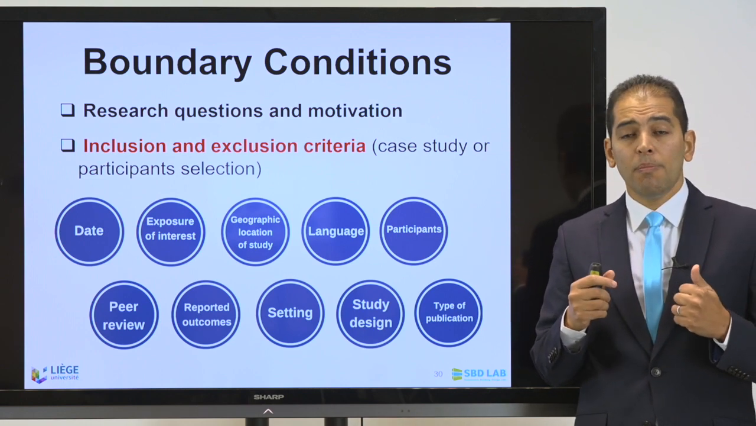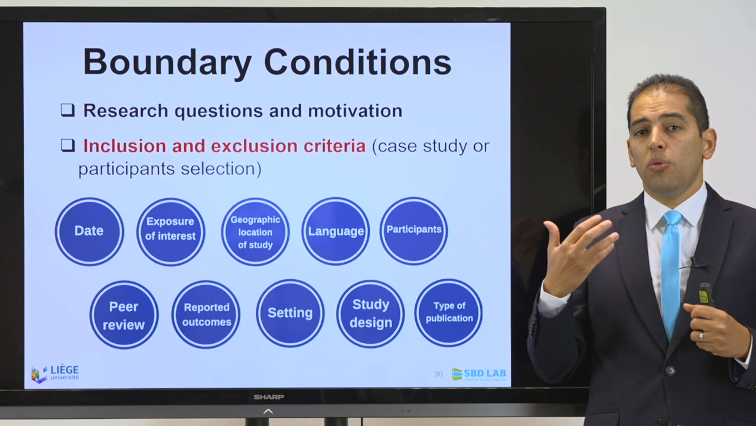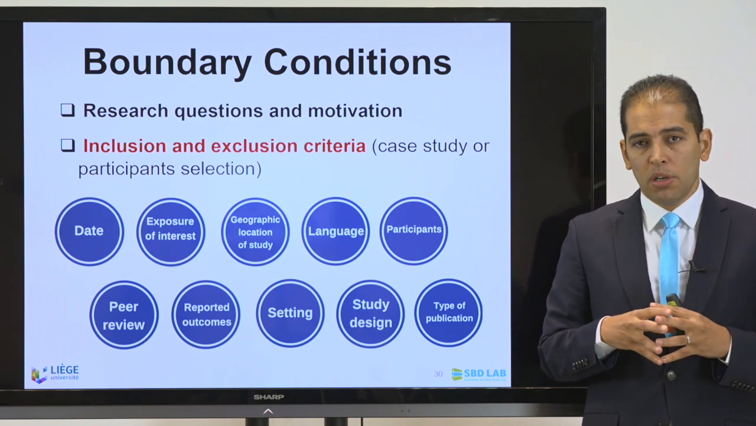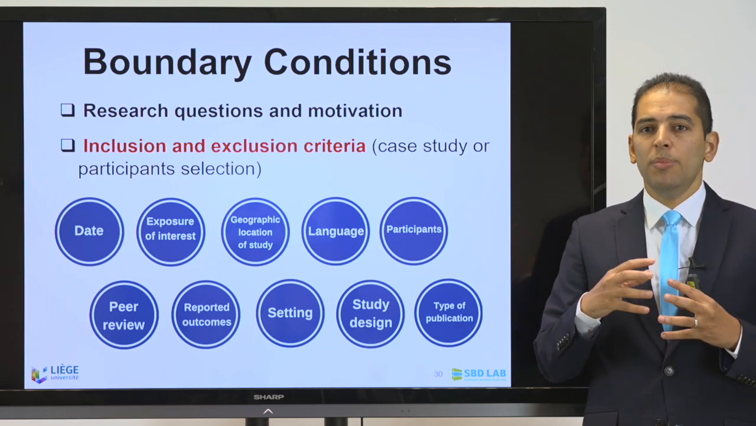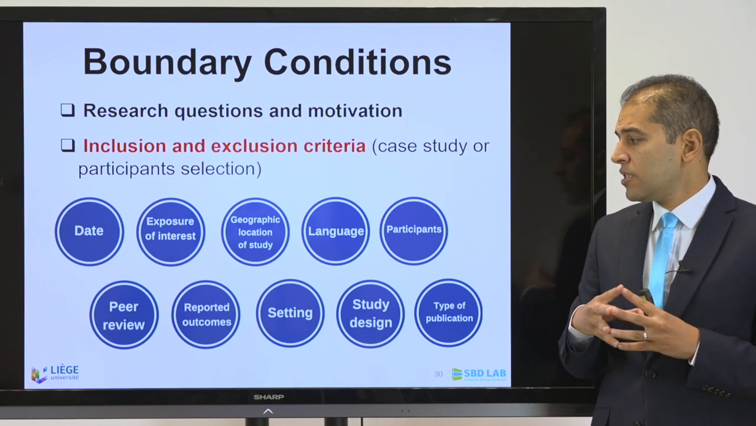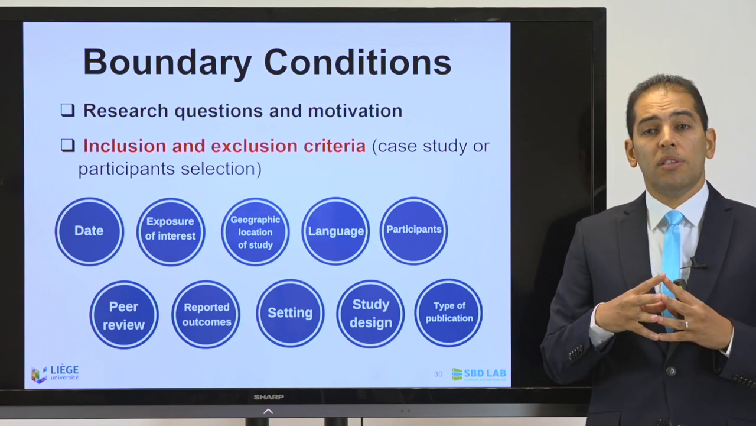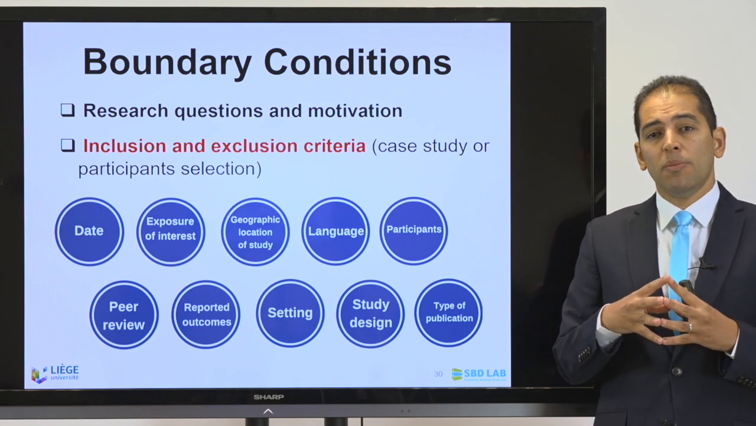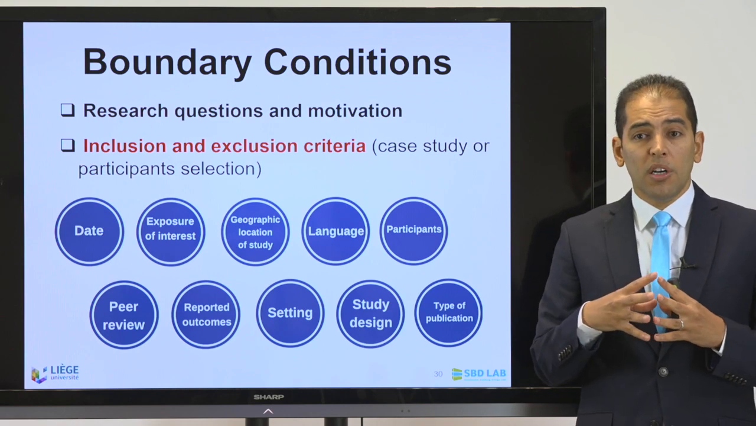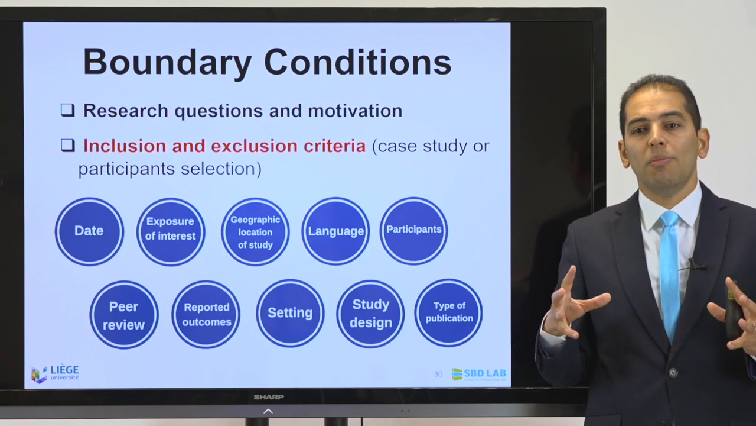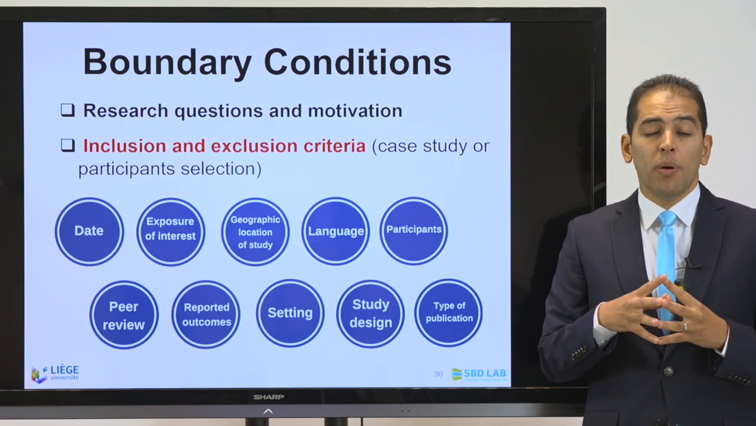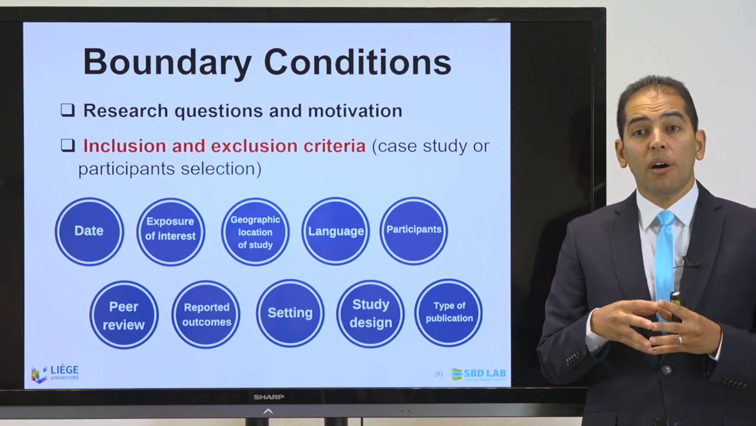You need to talk about the time, the period of your measurement, the dates, exposure of your interest, the geographical location and the context where you are conducting your measurements, what will be the language you are using, who are the participants, the types of participants, peer reviewers if they are to test or validate your measurement protocol, your questionnaire, for example, reported outcomes, what are they going to be, what is the setting you are going to measure your observation in, and your overall study design and the type of publication you want to generate even after conducting your research.